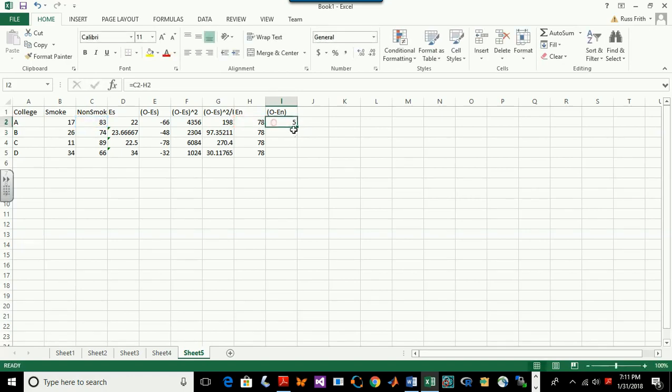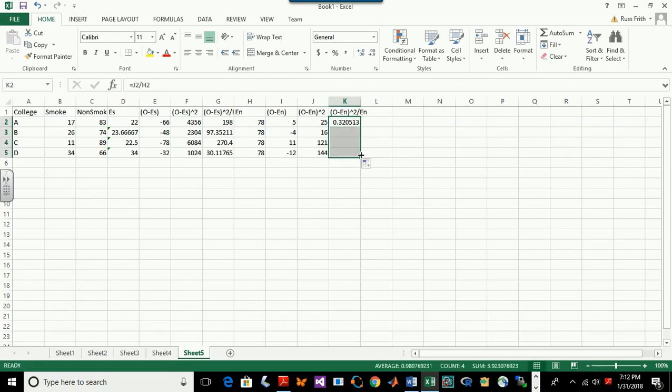Okay, and then we need O minus En squared. That would equal this squared. Okay, and then we need O minus En squared over En. So that would equal this number divided by En, 78.